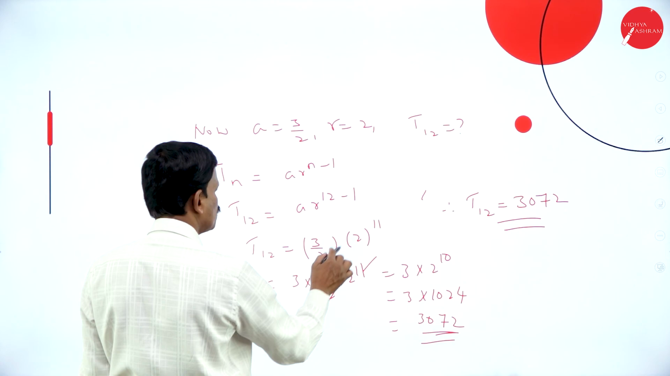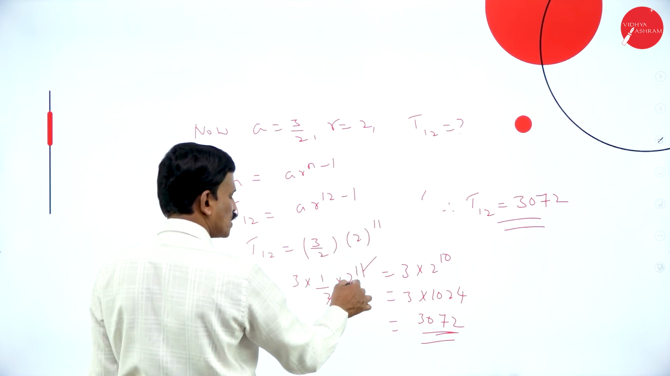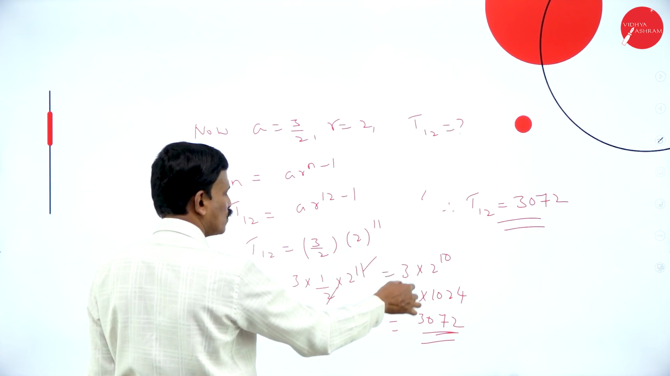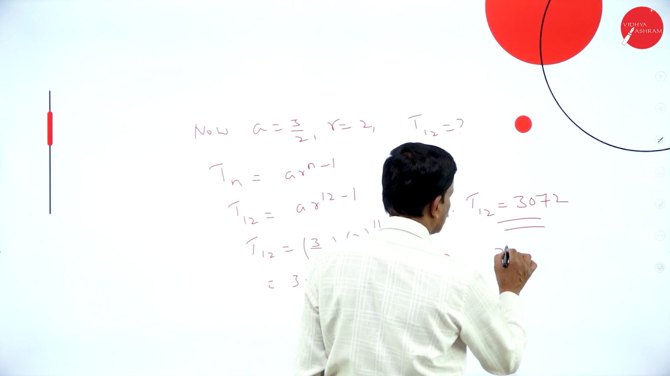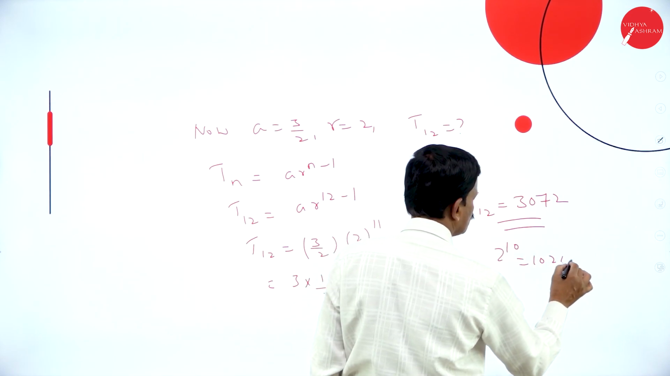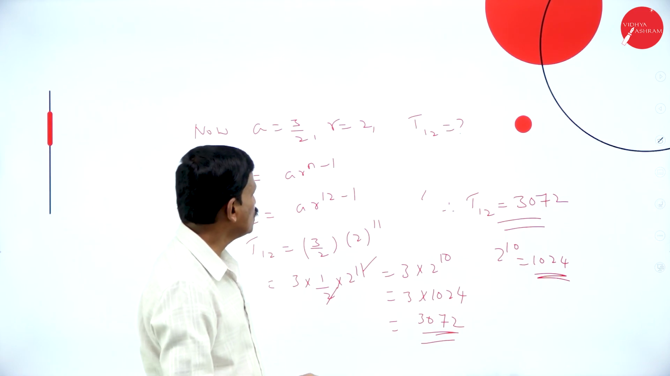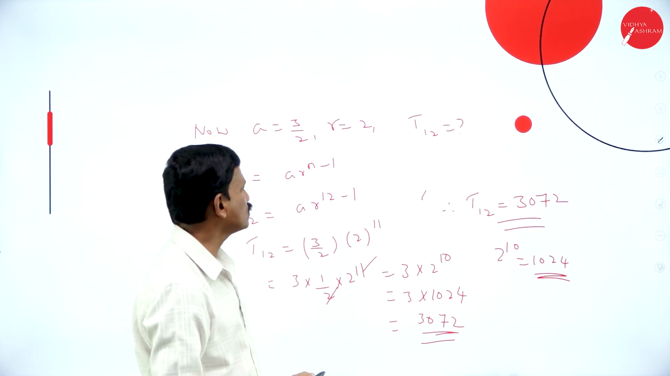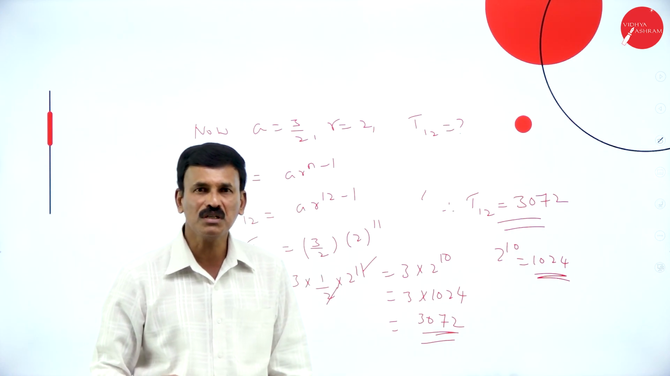Since the first term is 3 by 2, our common ratio is 2 and the 12th term is to be determined. The formula for the nth term in a GP is a r to the power of n minus 1. So T12 is equal to a into r to the power of 12 minus 1, which is 11. a is 3 by 2, r is 2. So 3 by 2 into 2 to the power of 11. This is 3 into 1 by 2 into 2 to the power of 11. The 2s get cancelled, leaving 3 into 2 to the power of 10. Since 2 to the power of 10 is 1024, multiplying by 3 you will get 3072. So therefore T12 is equal to 3072, which is the required answer in this given geometric progression.